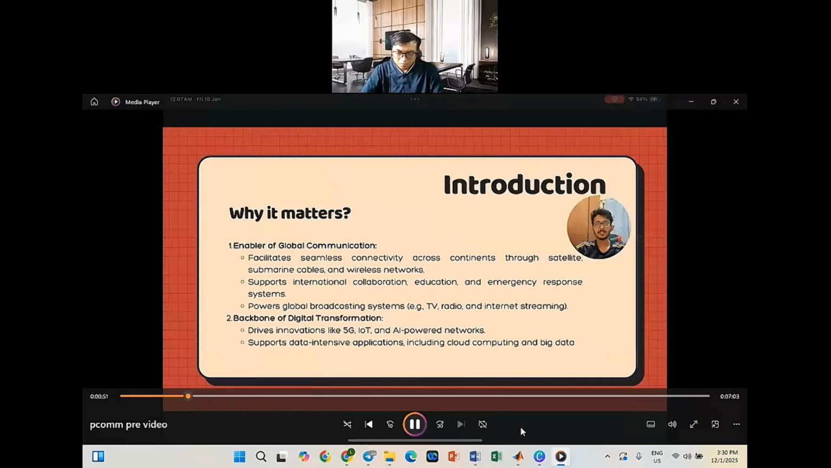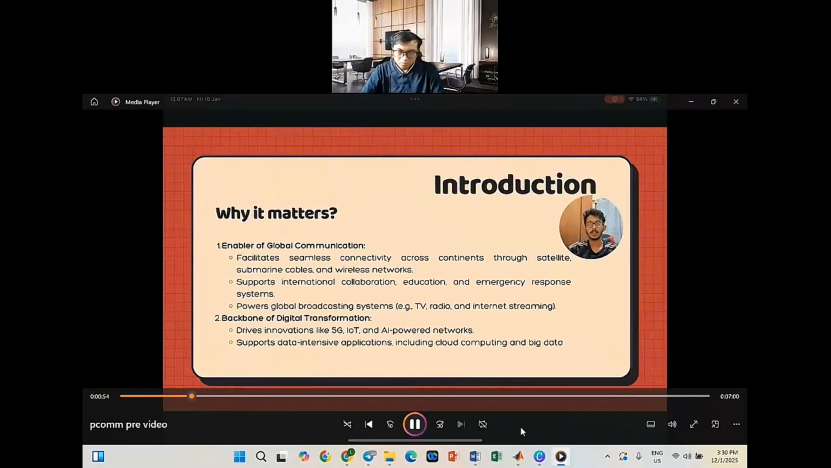Why does it matter? The frequency spectrum is critical for two main reasons. First, it enables global communication by connecting continents through satellite, submarine cables, and wireless networks. It supports education, emergency responses, and global broadcasting systems. Reason number two is that it drives digital transformation by powering innovations like 5G, IoT, and AI, while enabling technologies such as cloud computing, smart cities, and autonomous vehicles. In short, the frequency spectrum is the backbone of global connectivity and a driving force behind modern technology.